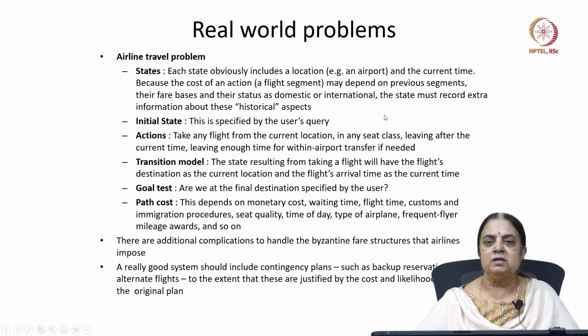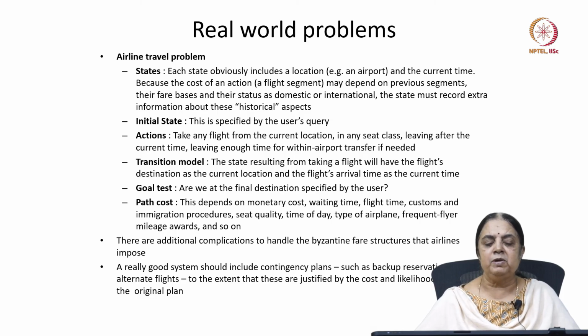So the user will say I want to book from this place to this place on this date, etc. So those things will be the initial state, and the action to be taken is to take any flight from the current location in any seat class, leaving after the current time, leaving enough time for within airport transfer, etc. So all these things have to be taken into account to find the action.